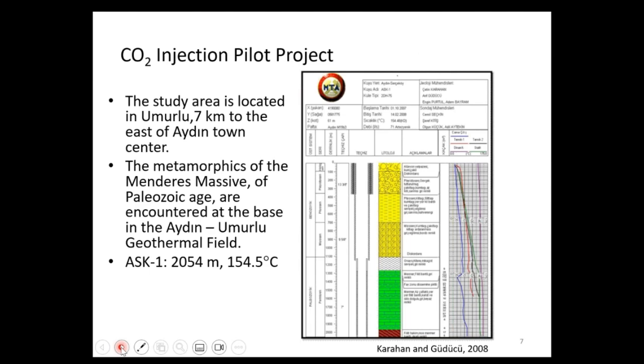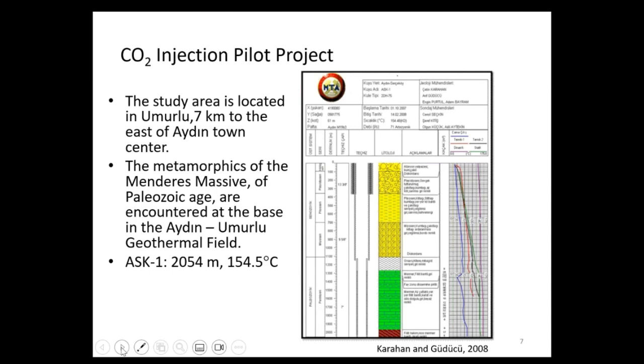And coming to our pilot study, SAK1 is very close to the city of Aydın, about 10 kilometers east of Aydın city, about 10 kilometers to the city center. The formation is, basically, carbonate. Most of Turkey's active power plant geothermal systems are carbonate. The reservoir section is carbonate.